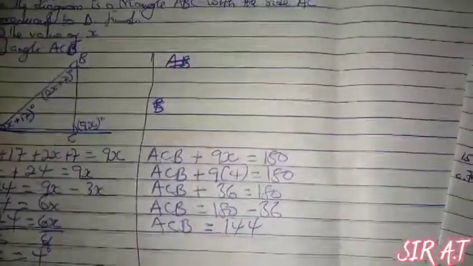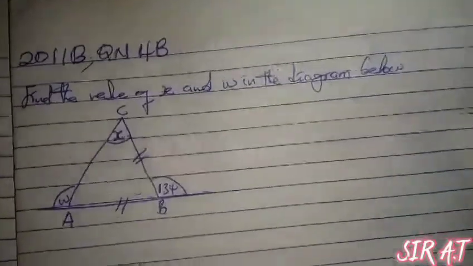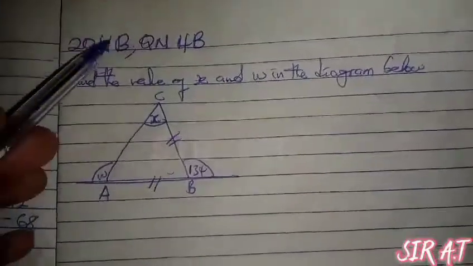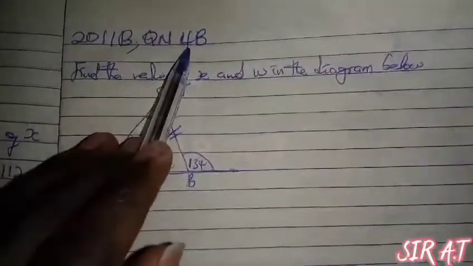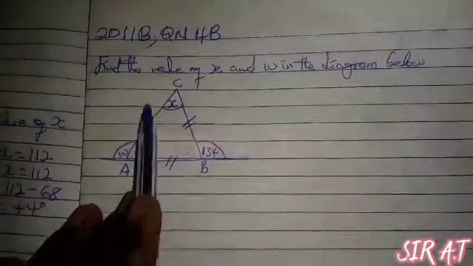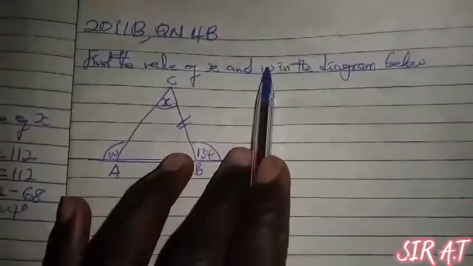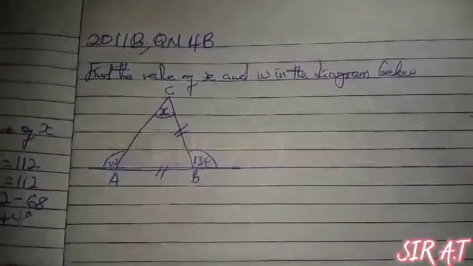Let's continue. Now this is 2011. That is the B part. Question number 4B. You're going to find the value of X and then W. So these are X and W.